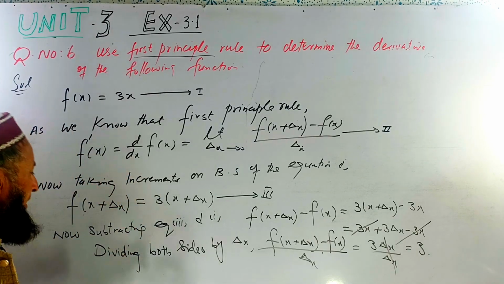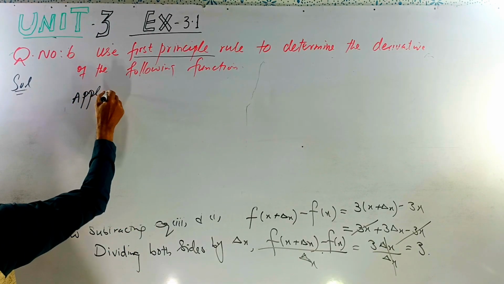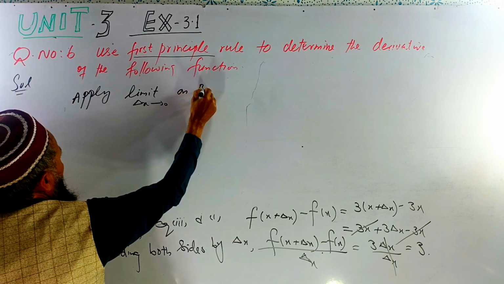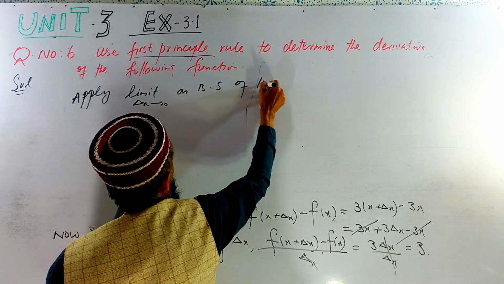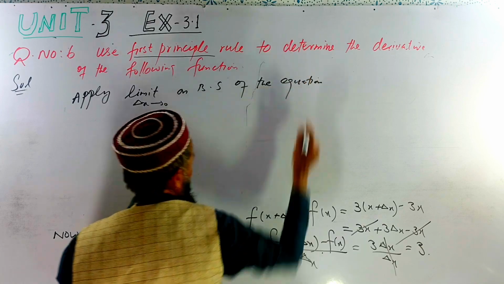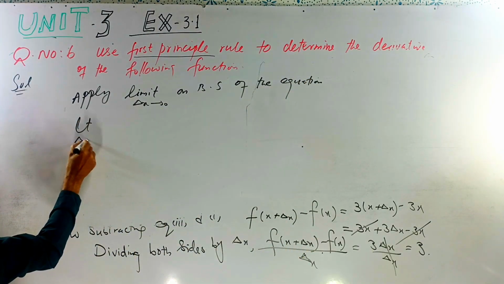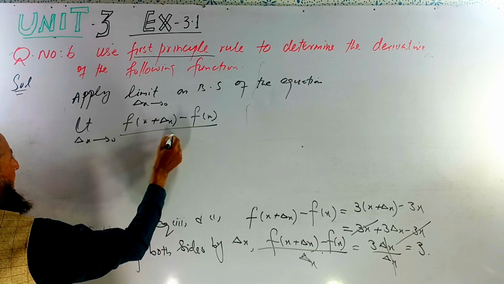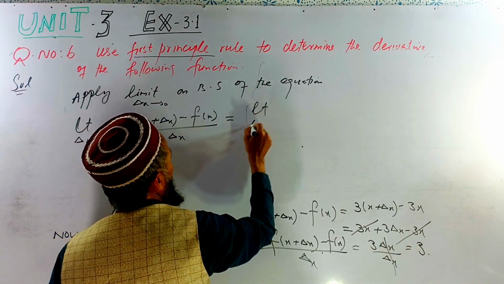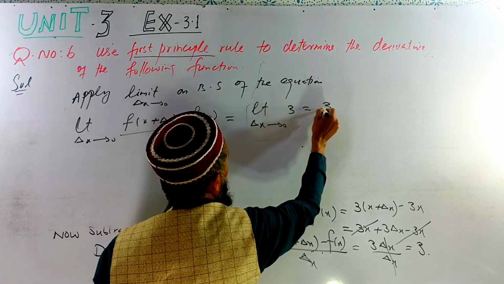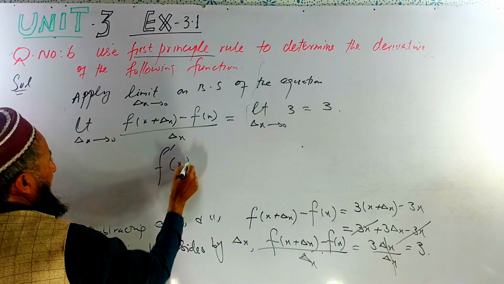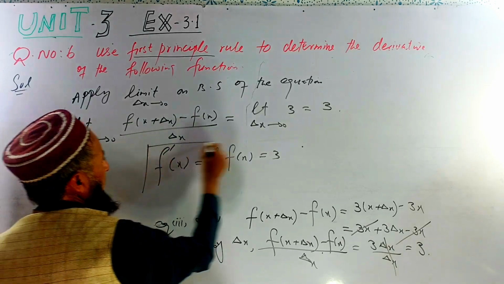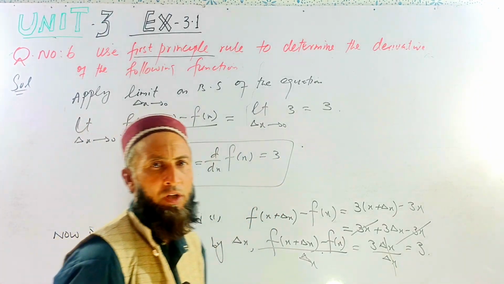Now apply the limit delta x tends to 0 on both sides of the equation. Here, limit delta x tends to 0 of f of x plus delta x minus f of x divided by delta x is equal to limit delta x tends to 0 of 3. Here we get 3, and this is equal to f dash x is equal to dy by dx f of x is equal to 3, which is the required first derivative with respect to the first principle.